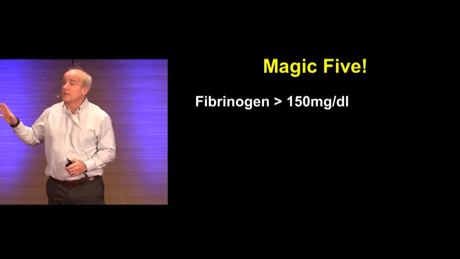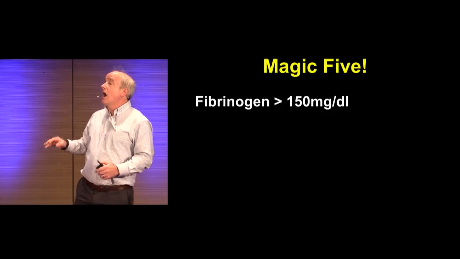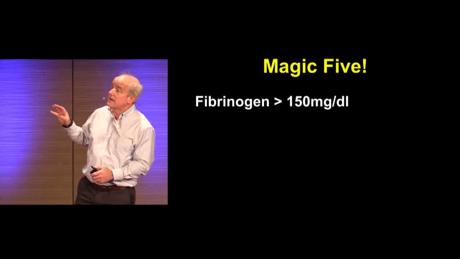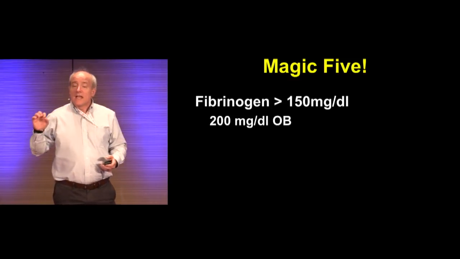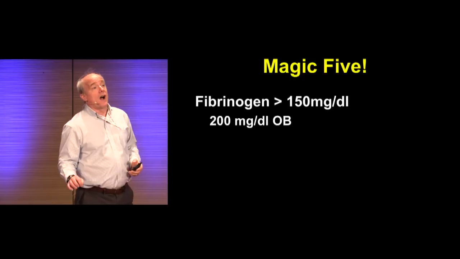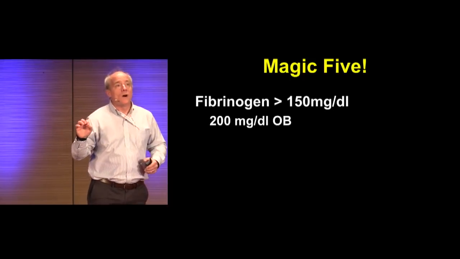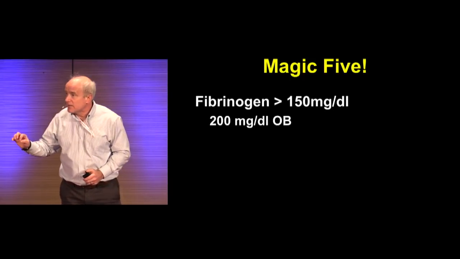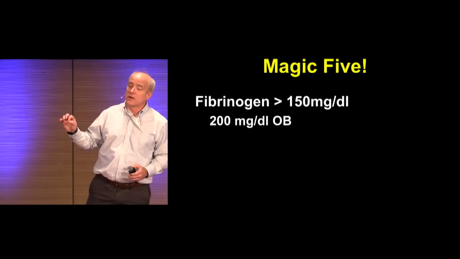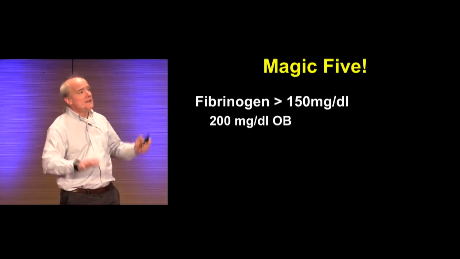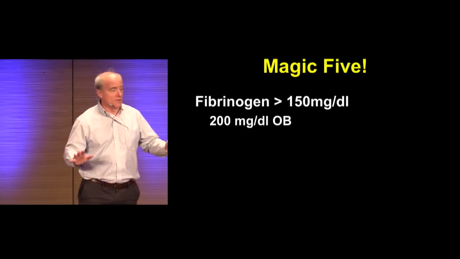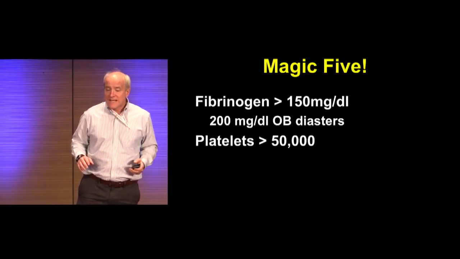There's recombinant fibrinogen concentrate out there. It's a lot more expensive and doesn't seem to have any big benefits, so I stick with cryoprecipitate. In OB disasters, like we saw earlier, it needs to be even higher. There's actually data for 200. So keep the fibrinogen up. That's one of the tests I really aim for. And again, people tend to forget fibrinogen levels, and that's why I like to check it.